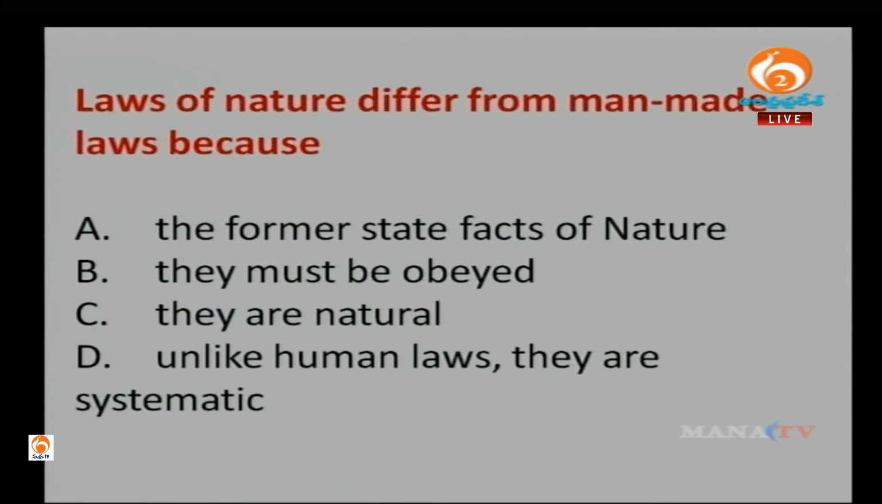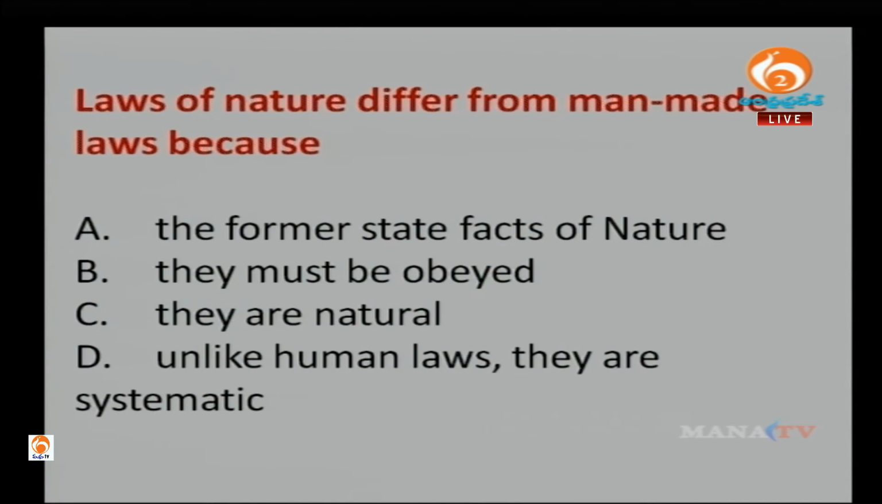Our paragraph ఏదైతే మనం చదివామో again, laws of nature differ from man-made laws because the former state facts of nature, they must obey, they are natural. Unlike human laws, they are systematic. Yeah. So these are 4 things that might be the reason why laws of nature differ from man-made laws, right? Man-made laws ante what are man-made laws? Man-made laws are the laws that we have created, but nature has its own law kada. So when they're talking about nature ikkada, they're talking about natural stuff that happens, like a weather, like a storm. Okay. So why do they differ anadi is the question over here. Differ anadi is they are asking you what is the difference, like the word means difference. What is the difference between laws of nature from man-made laws?